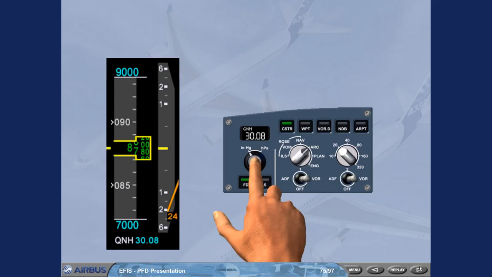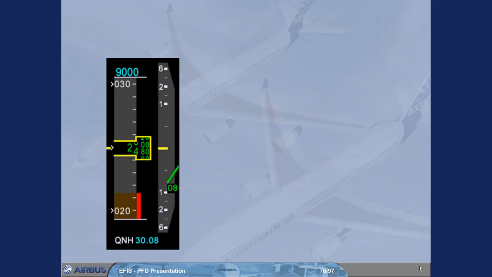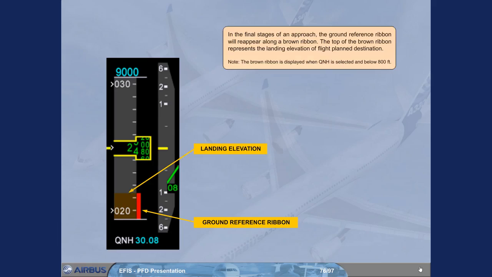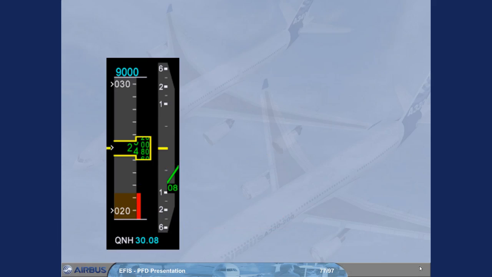In the final stages of an approach, the ground reference ribbon will reappear along a brown ribbon. The top of the brown ribbon represents the landing elevation of the flight planned destination. Note: the brown ribbon is displayed when QNH is selected and below 800 feet. Notice that the vertical speed indication is showing a rate of descent of 800 feet per minute. Also notice that the missed approach altitude has been set at 9,000 feet.